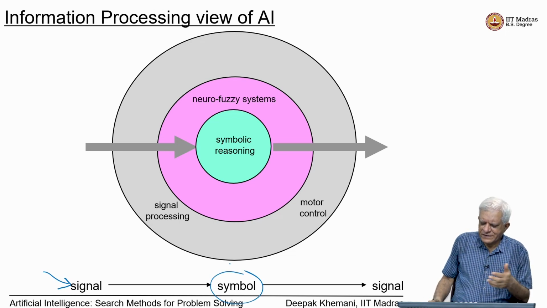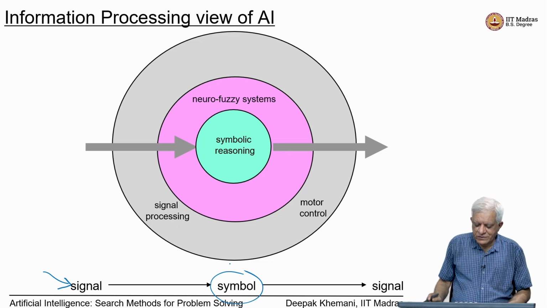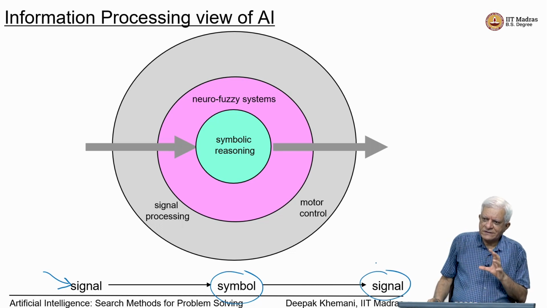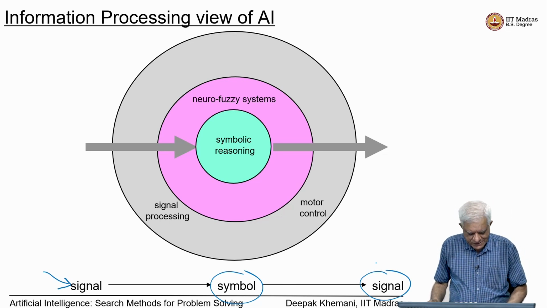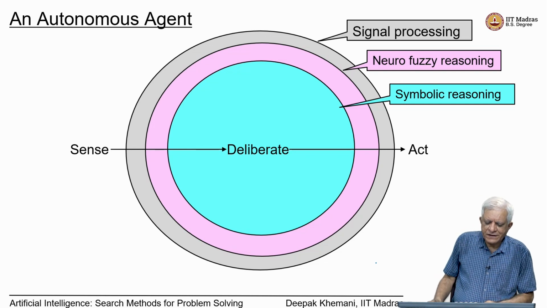We will look at variations of this diagram as we go along, and finally, the agent has to act in the real world. That could be motor control. It could include things like generating speech or controlling a robot which is moving around and so on, but that control is also done through a signal. So, we sense the world using signals that we receive, then we create internal representations, which in our case will be symbolic in nature, and then we act upon the world, which means we generate signals again. So, this is the information processing view of AI. We will come back to this definition again and again.